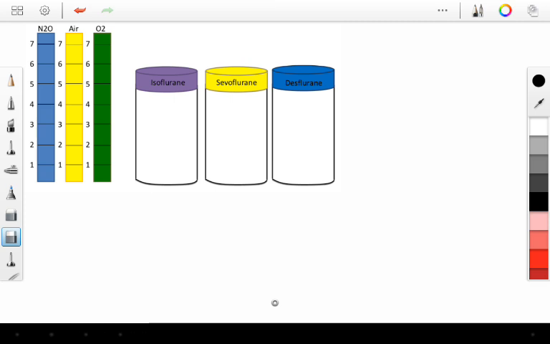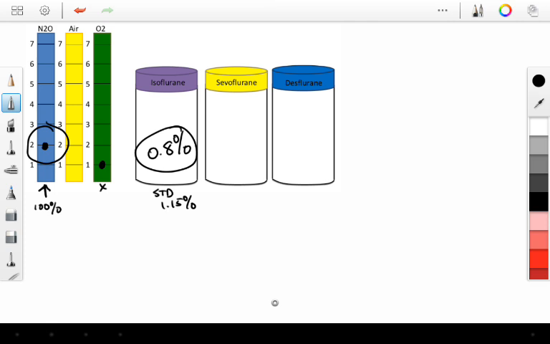So let's consider one example. If I deliver 1 liter of oxygen, I deliver 2 liters of nitrous oxide, and I deliver 0.8% isoflurane. What is my MAC that I have dialed in and am delivering to the patient? So first thing we have to do is remember that nitrous oxide has a MAC value of 100%. Oxygen does not have a MAC value. But isoflurane has a MAC value that's standard at 1.15%, and we're delivering 0.8%. We're also delivering a percentage of nitrous oxide, so we have to calculate both of these.